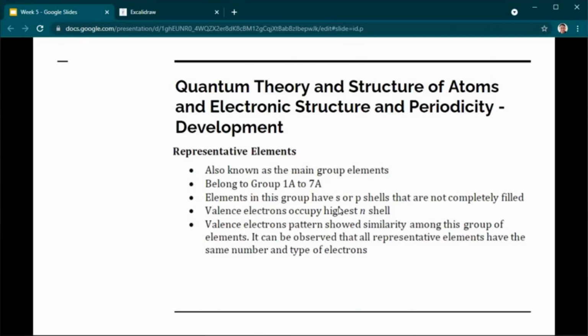Elements in this group have s or p shells that are not completely filled. Valence electrons occupy the highest n shell. The valence electron pattern shows similarity among this group of elements. It can be observed that all representative elements have the same number and type of valence electrons. So, as we've seen earlier in the subshell classification of the periodic table, the representative elements have s or p shells as their outermost subshell.